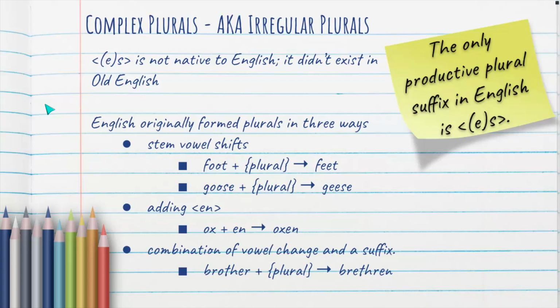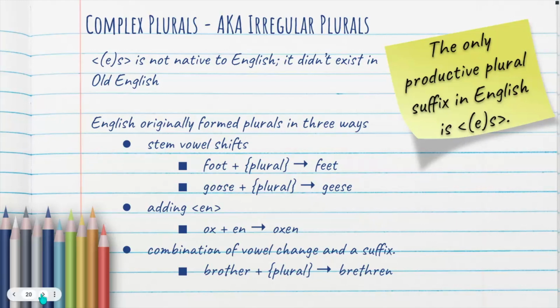Sometimes we added an en as a plural. We don't see a lot of that. That's like followed words along, but that was a structure. And sometimes they did it all. They do a vowel shift and they added an en. So we see brother being pluralized into brethren. So we had a shift from the O to the E, and then we added an en as well. Double whammy.